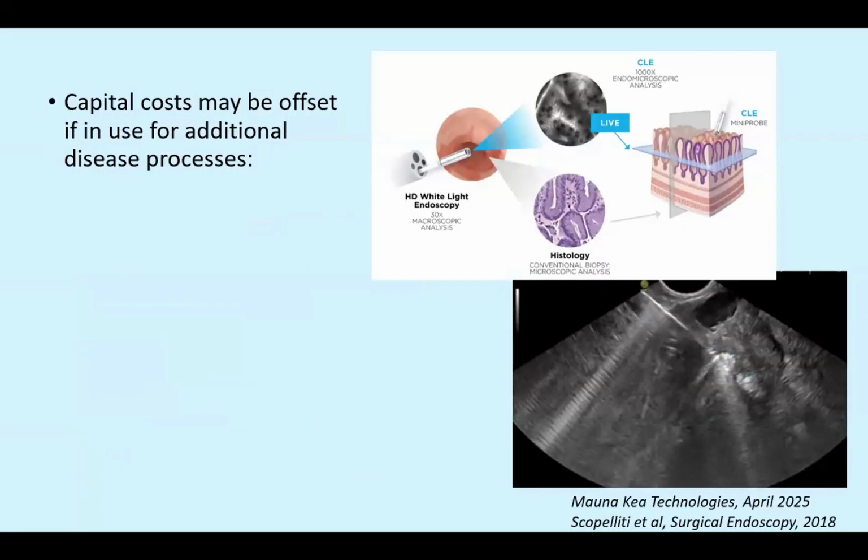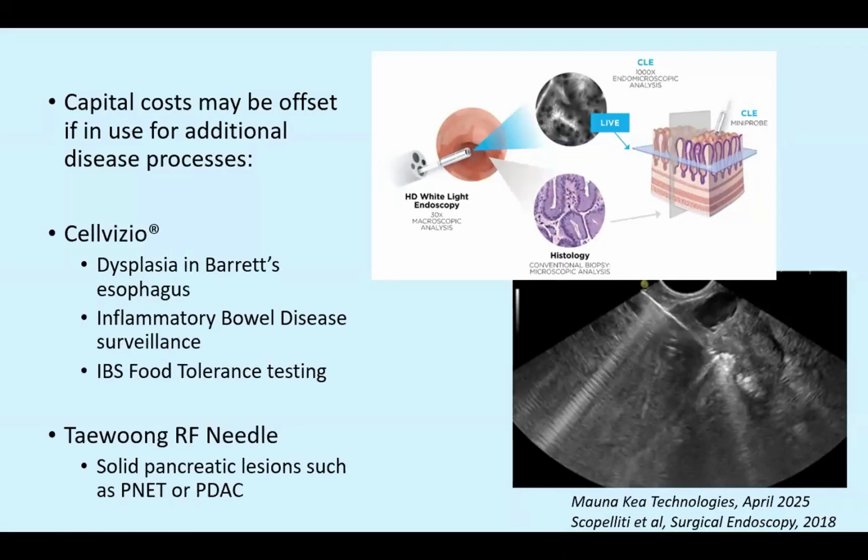Another great thing, if you have other specialists in your group that want to use these technologies for other disease sites, that can also be an argument for, the capital costs may not look as bad as they really are because we're going to get it used across different areas. So, for example, for endomicroscopy, they've demonstrated use to better diagnose dysplasia in Barrett's esophagus. They're using it in IBD surveillance. More recently, there's been a lot of exciting things in terms of food tolerance testing in irritable bowel syndrome patients.